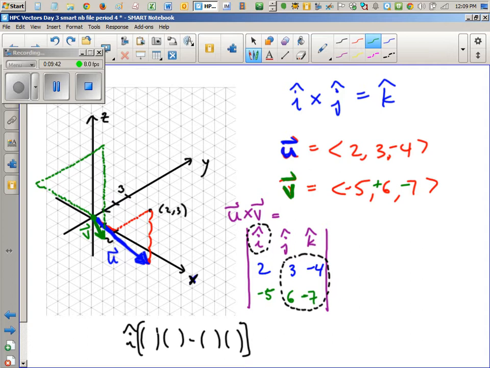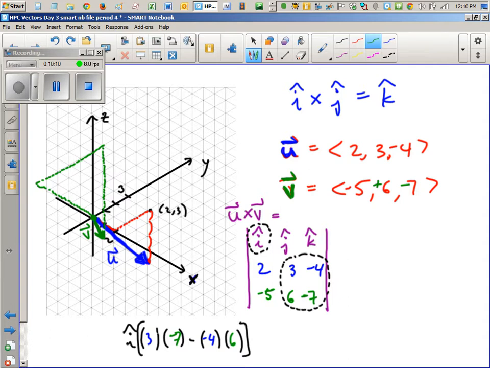So you're going to take 3 times the -7, and you're going to take the -4 times the 6. And you're going to form 2 products. So that's -21 and negative 24. And you're going to subtract them, okay? So that's negative 21, but you're taking away negative 24. So it comes out to just simply 3.